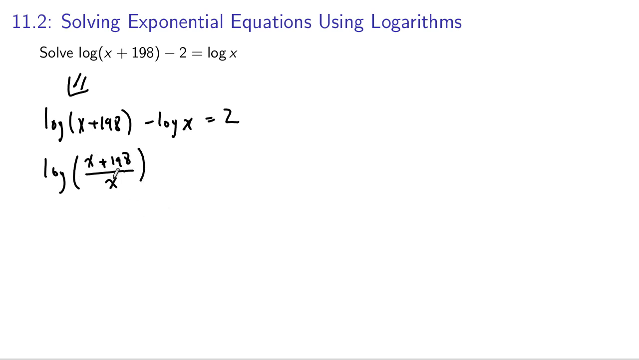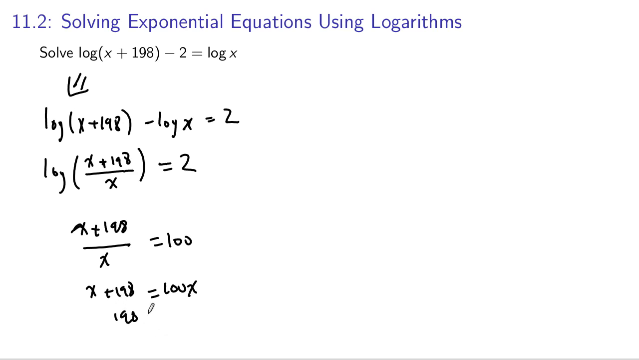As long as x isn't 0, we can do this, which if x is 0, the logarithm is also not defined, so that's okay. Now we take 10 to the power of both sides, we get 10 to the log, which is going to make that go away. So we'd have x plus 198 over x is 10 to the 2, or 10 squared is 100. Multiplying both sides by x, x plus 198 is 100x. Subtract x from the left to the right. 99x, x would be 2.